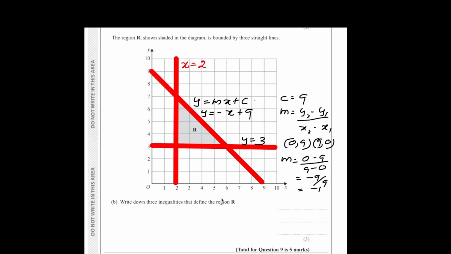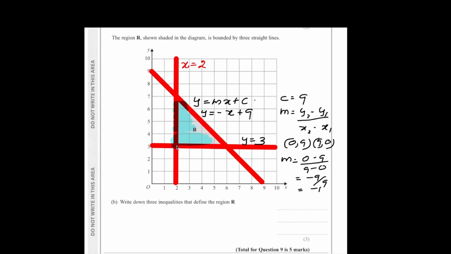Now we have all the equations of the boundary lines. Let's see how to write the inequalities using these boundary lines. So first let's move on to this one, x equals 2. Being on this line, I need to move to this side to represent the shaded region. So what will happen to these x values when you are moving to this side?